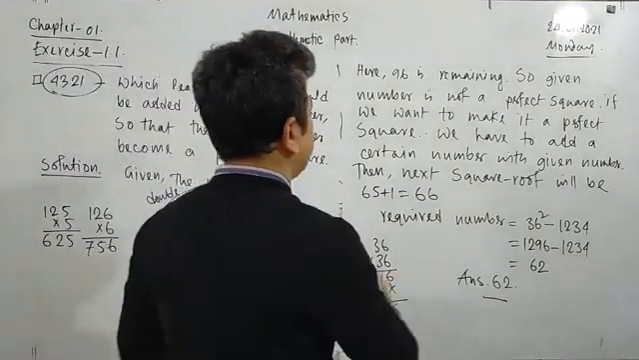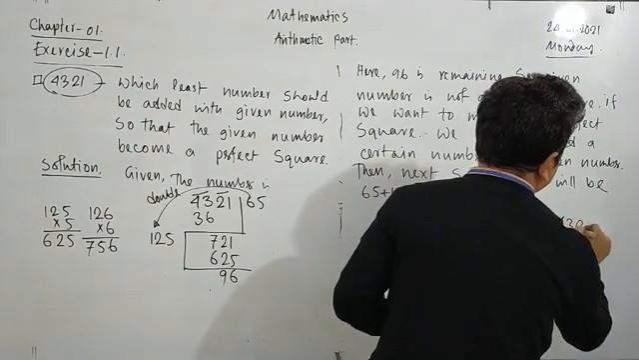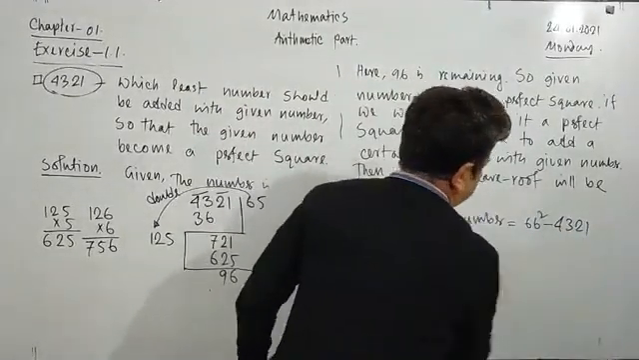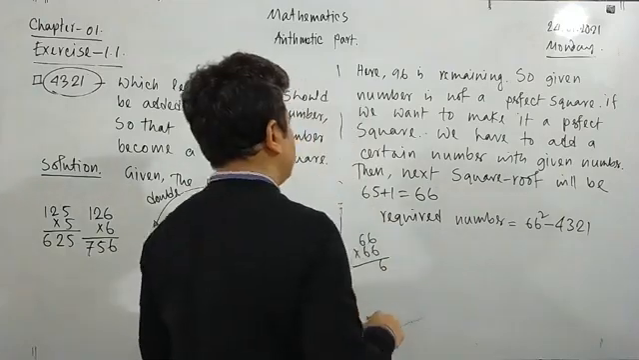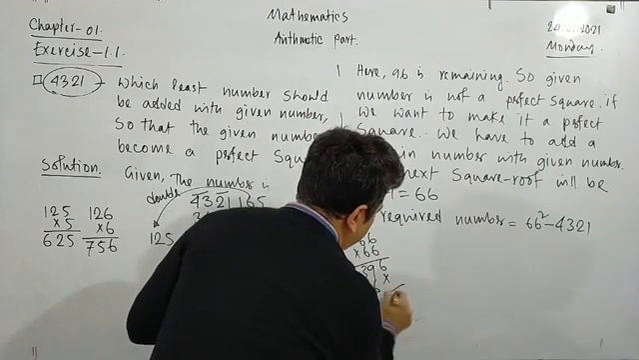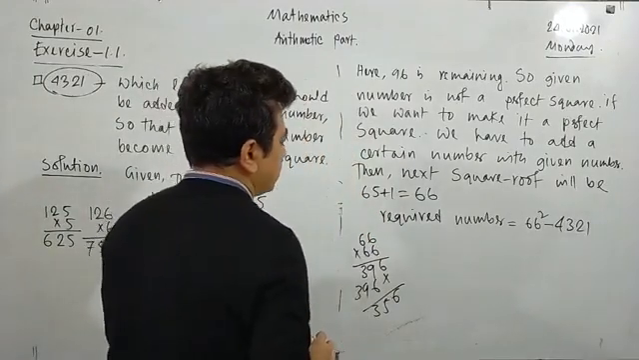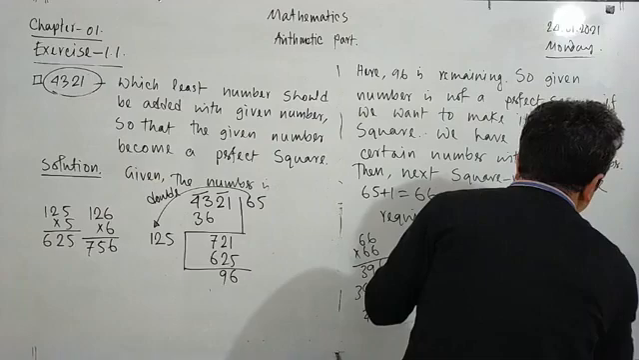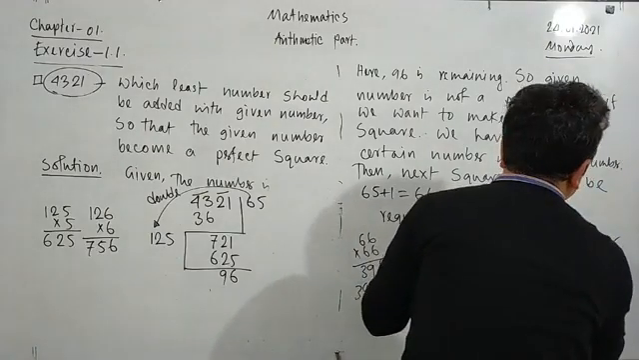Okay, so let's check. The required number is 66 squared. 66 squared minus 4321. What is 66 into 66? Let's check. 6 sixes are 36. We have 3. 36, 3, 39. And again the same number: 6 nines, 3, 6, 15, we have 1, 12, 1, 13. We have 4356, minus 4321. If we subtract, from 6, 1 is 5, and 2 from 5 is 3.